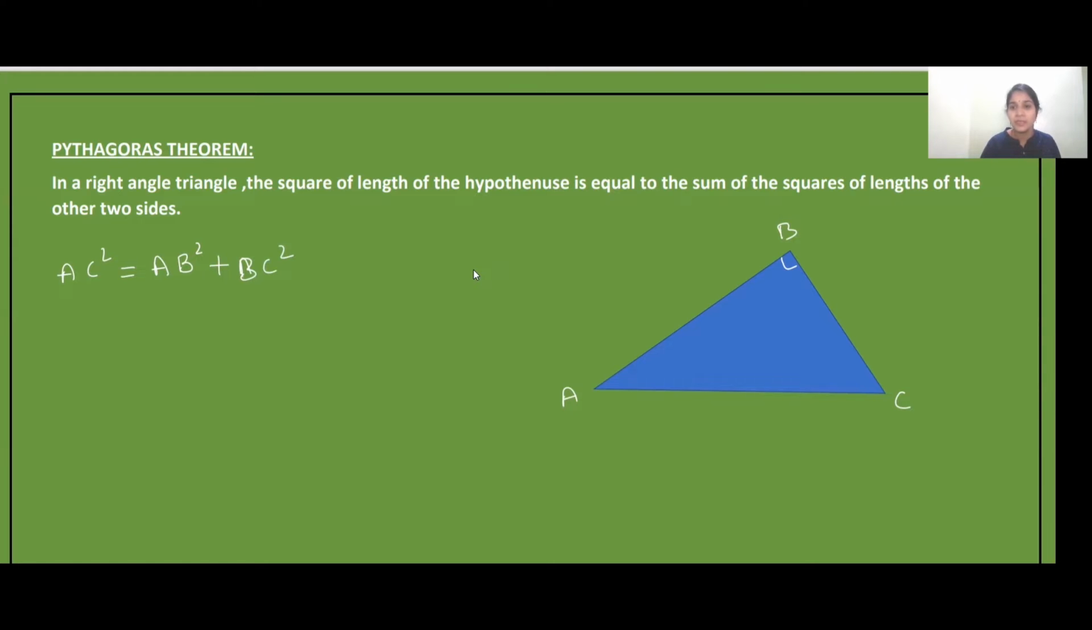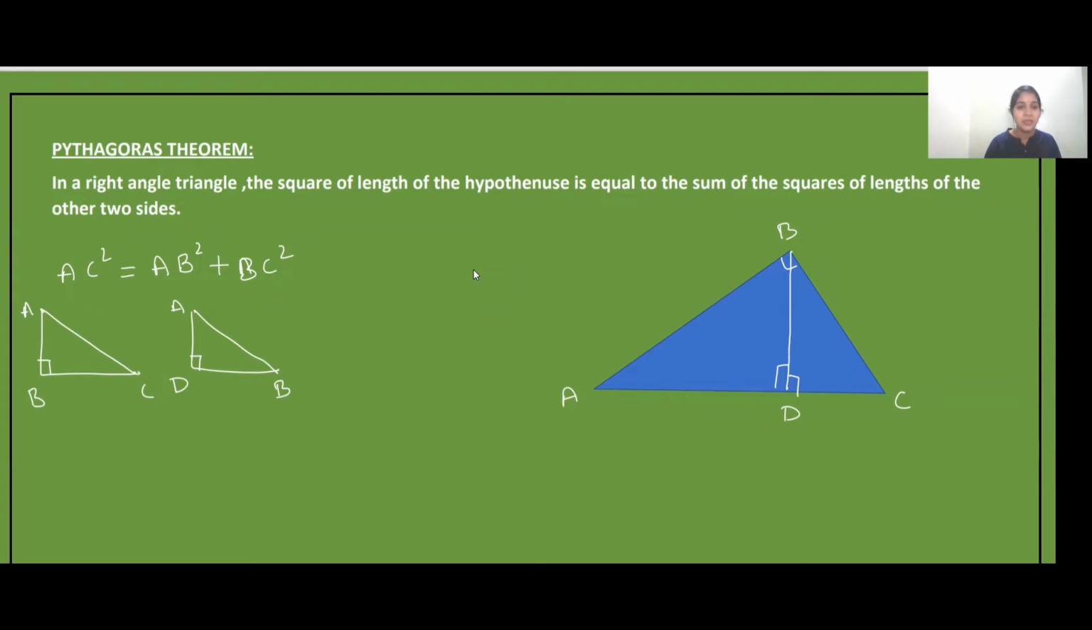For proving this, let us take a line from B which is perpendicular to AC. Now from here we can consider two triangles. That is the bigger triangle, ABC, where it is right angle at B, and the smaller triangle we can consider is this one. Let us take this point as D, so triangle ABD is also a right angle triangle.